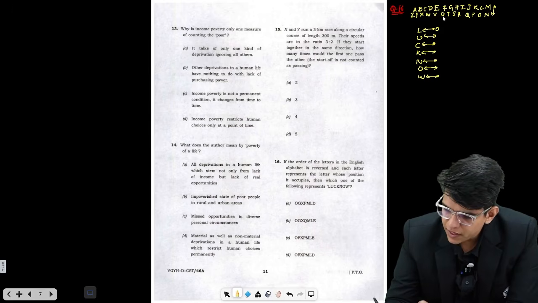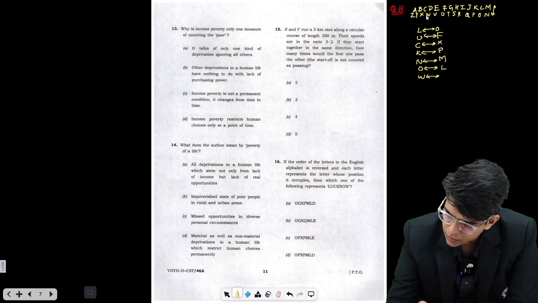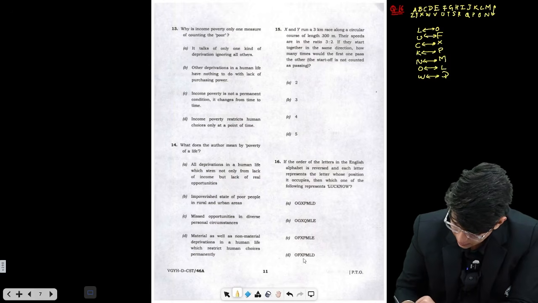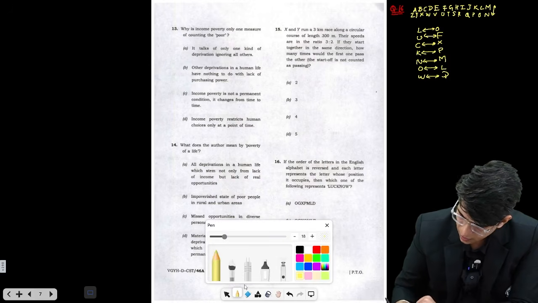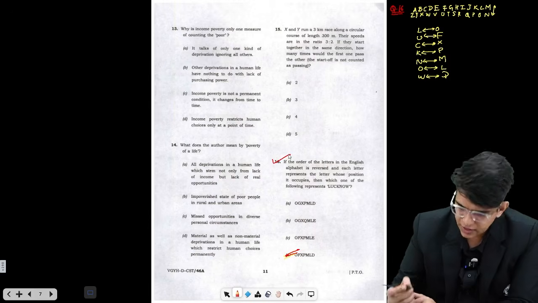Opposite to U is F, opposite to C is X, opposite to K is P, opposite to N is M, opposite to O is L, and opposite to W is D. So OFX PM LD. So option D, right? Our correct answer will be option D. So we have solved 16.